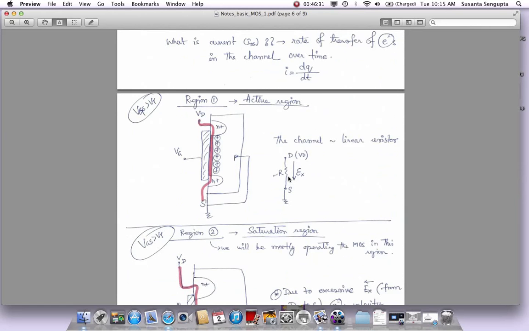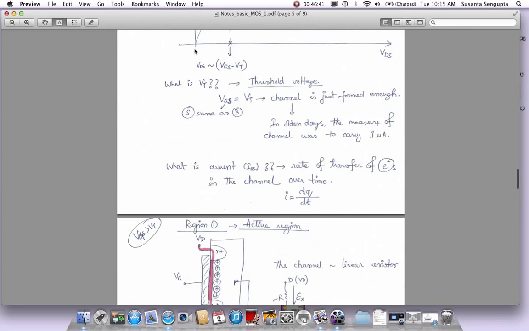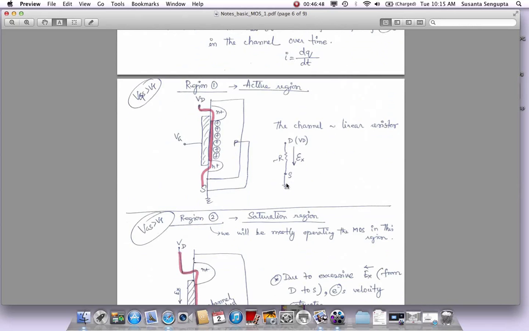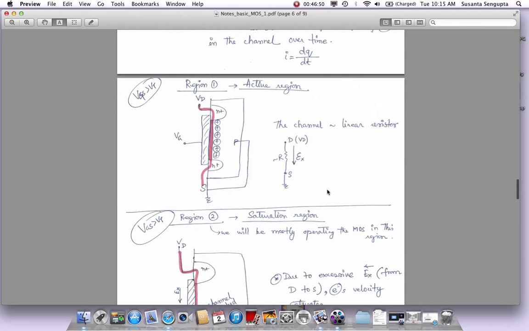It acts almost like a resistor. And in many applications, if you bias it in such a way that VGS is greater than VT and your VDS is less than VGS minus VT, you would get a linear resistor. And many times we use these MOS devices as linear resistors. Okay, so that is the first region, which is the straightforward region.